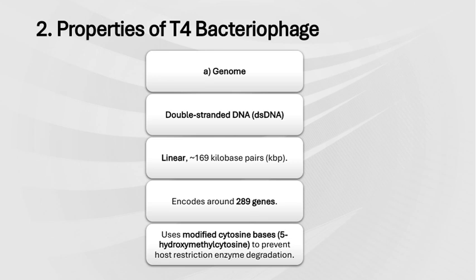This tail is quite sophisticated, with tail fibers that help the phage recognize and attach to specific bacterial receptors. Once attached, the tail contracts, injecting the DNA into the host cell, which then hijacks the bacterial machinery to produce more phages. T4 particles are relatively large for viruses, about 200 nanometers in length, making them easily visible under an electron microscope. These properties are important because they influence how T4 infects bacteria and how we can study or even manipulate such viruses in research and biotechnology.